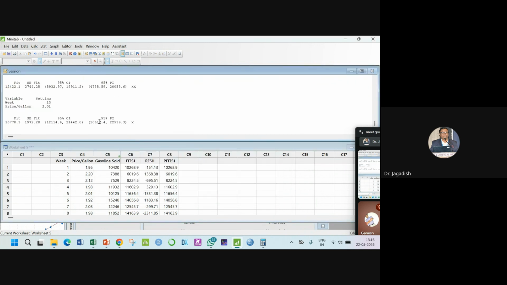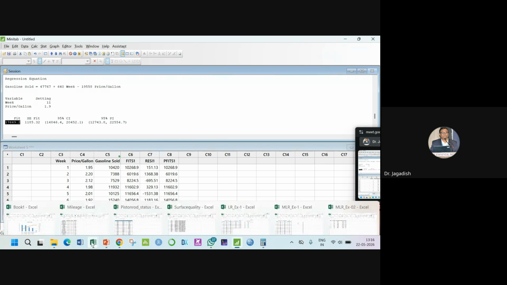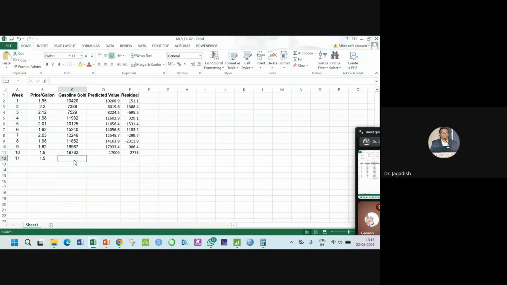Now if you see here, for the 11th week at a price of 1.9 dollars, approximately 70,649 liters will sell. This I don't know from experimentation, but from the model I got to know how much inventory I need to store for the 11th week. If you are keeping the price at 1.9, approximately 17,649 liters of gasoline you should keep in your inventory.